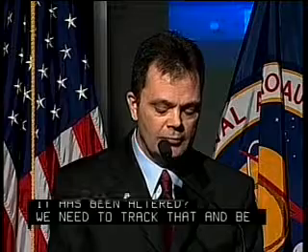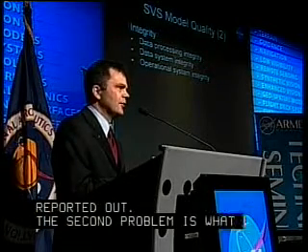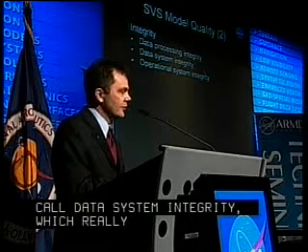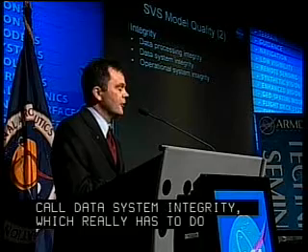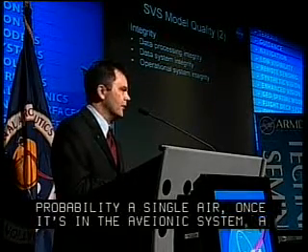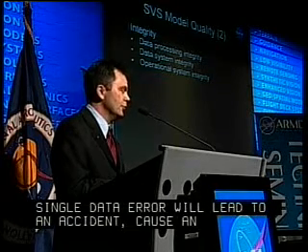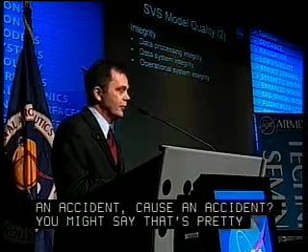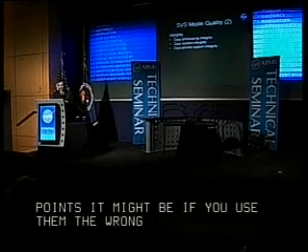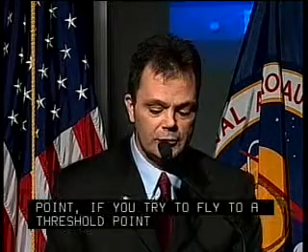The second problem is what we call data system integrity, which really has to do with something like software integrity. What is the probability that a single error, once we get it in the avionics system, that a single data error will lead to an accident, will cause an accident? And you might say, well, that's pretty unlikely, but there are certain points in this model that it might be if you use them in the wrong way. For example, a threshold point. If you're going to try to fly to a threshold point that's been recorded, if that threshold point's wrong, there could be a fatal accident, for example. And so we've also done some work on that one.